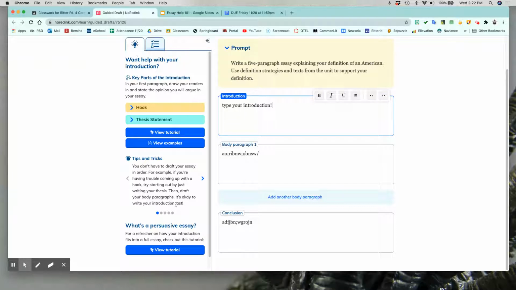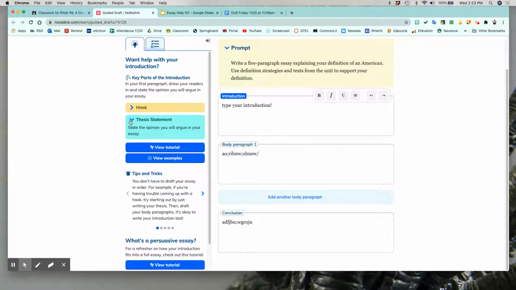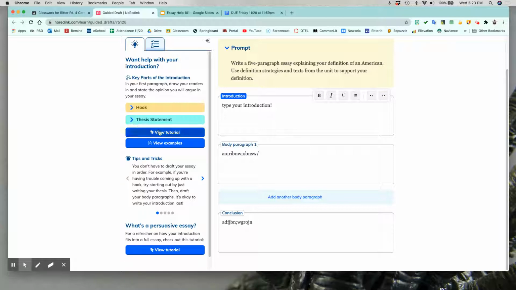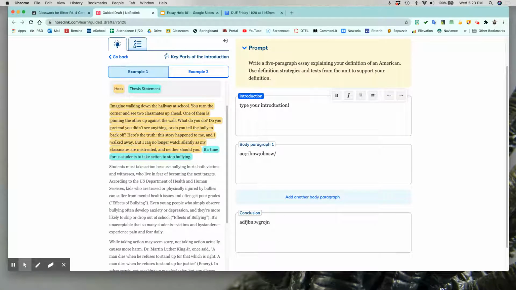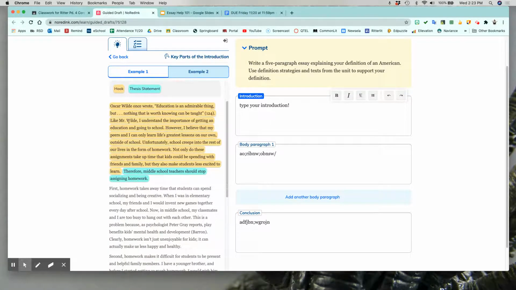it will bring up this sidebar that gives you a bunch of different tools and help. So it gives you a description of what the hook and the thesis statement are. You can view a tutorial that will walk you through each step, somewhat like I just did in the slides. And then you can also view examples. So NoRedInk has their own examples of essays in here, and then they will highlight the intro paragraph so you can see what's going on.